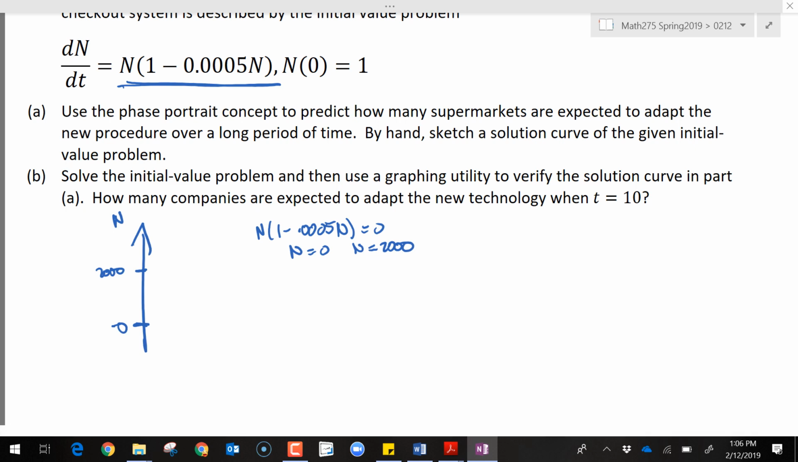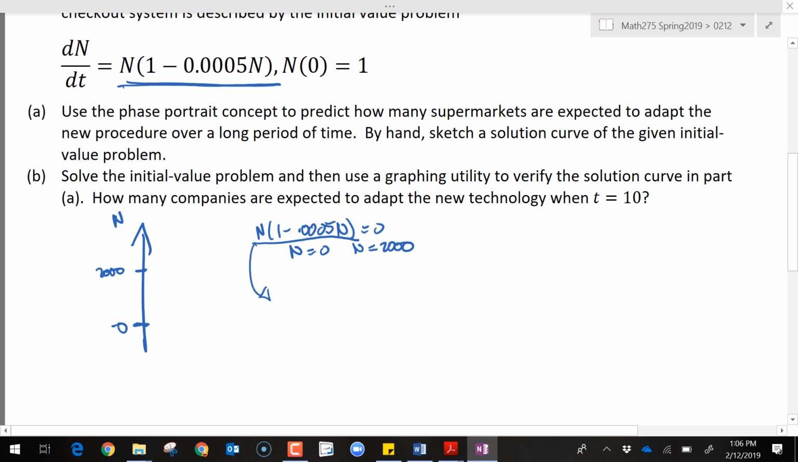So that's the first part of the phase portrait, to figure out the equilibrium points. And then you need to figure out what's happening around the equilibrium points to determine whether they're sinks or repellers, stable, unstable, semi-stable. So the way you would do that is to take your slope, and then you put values that are less than, between, or greater than the equilibrium points.